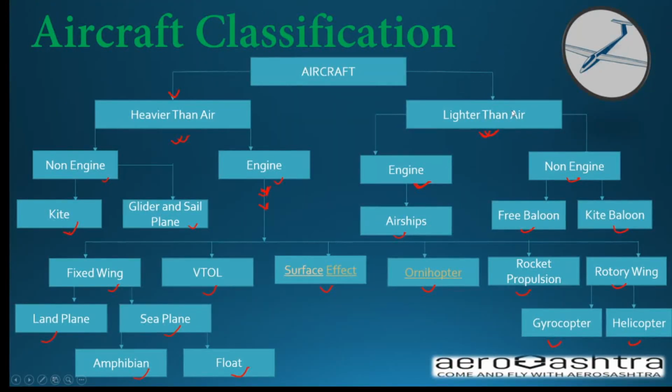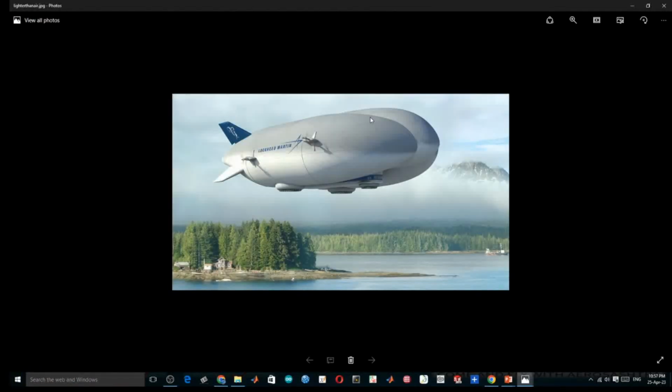Like in the lighter than air concept, here airships, yes, airships. So this kind of aircraft is called an airship. It is very big in size basically, and contains a very light gas, which makes the complete aircraft float. Here you can see this kind of airship. It is made by Lockheed Martin. Earlier it was very popular, and now it seems it is gaining popularity.